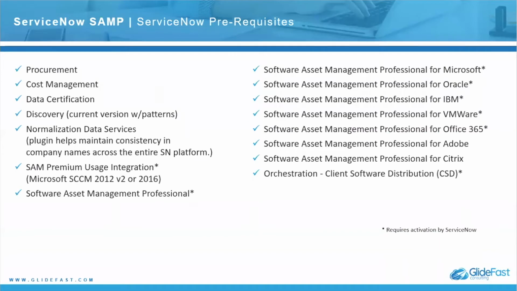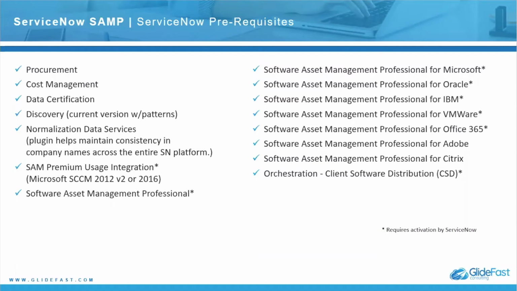The prerequisites for SAMP are actually pretty long, and it's gotten better with New York. So the entire right column, all of those software asset management professional items, those are called the publisher packs. You used to have to request them individually, and you had to put in a ticket for them because they didn't even have them in the catalog. With New York and later, they're included in software asset management professional. So if you request just the baseline package to be installed, all of the publisher packs get installed as well.